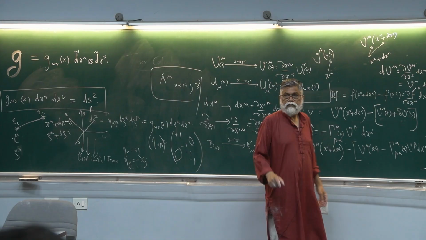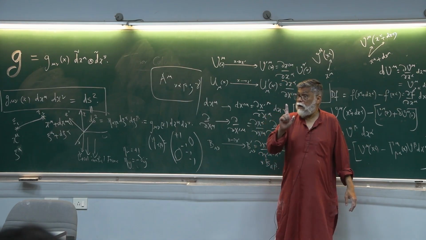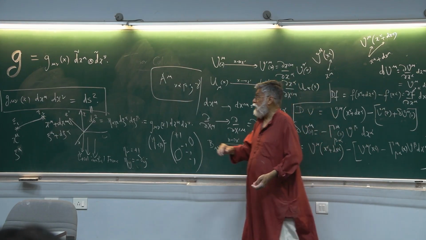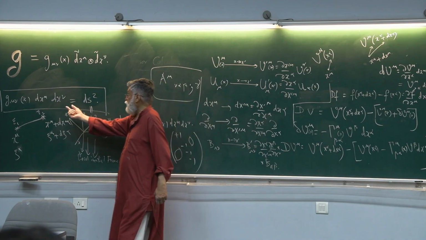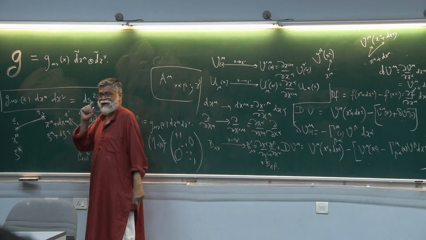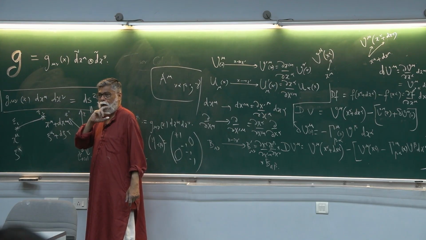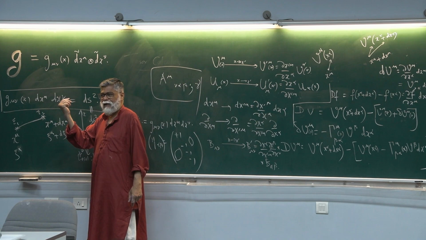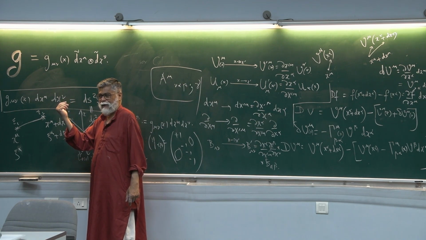So the notion of distance will also be different. No, the notion of distance will not be affected, because the antisymmetric part, when you contract with dx nu, will be 0. It will not affect. So we cannot calculate the ds square using that. The other part will not affect the calculation of the proper distance between two events.